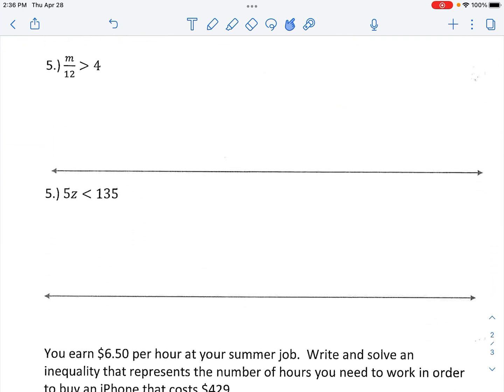Number 5, make sure the variable is on the left, which it is. My m is on the left. What number divided by 12 is greater than 4?